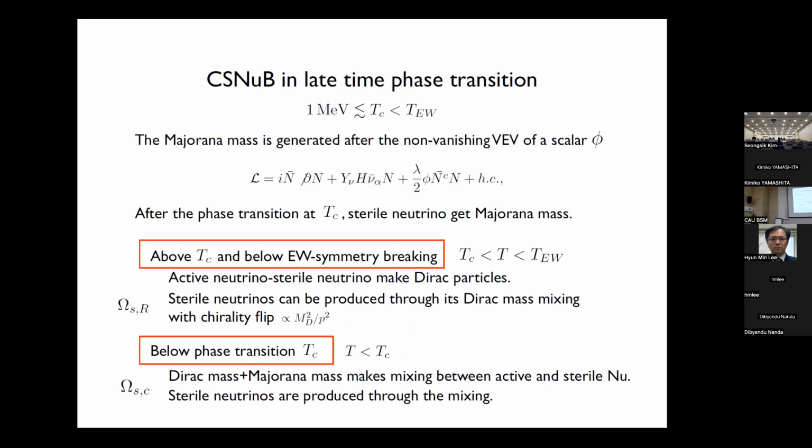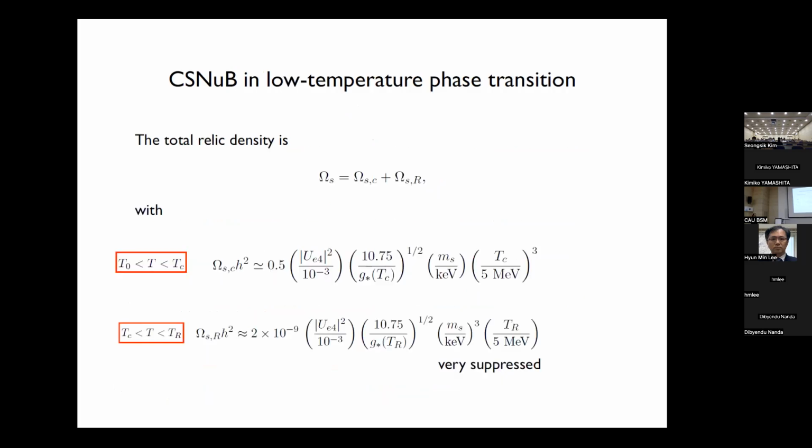Because for temperature larger than this TC, there is no Majorana mass, so in that case there is no mixing. There is also a Dirac mass and Yukawa interaction, but through those terms the production rate is very suppressed. Here is the second one, actually, the calculation. In that case, it's suppressed by 10 to the minus 9, so it's negligible. I see. But below TC, it's through mass mixing, the standard calculation. So that's what I mean. Okay, I see. Thank you.